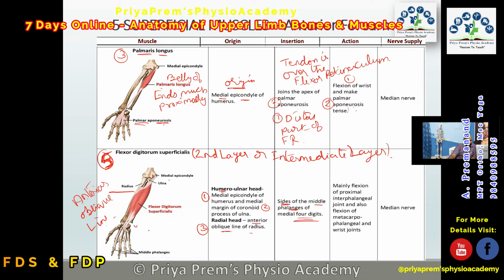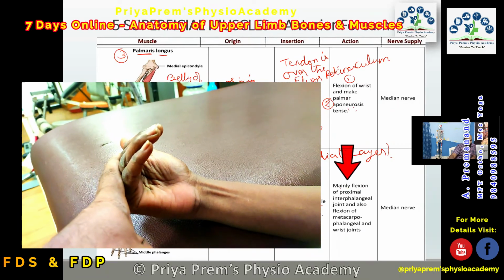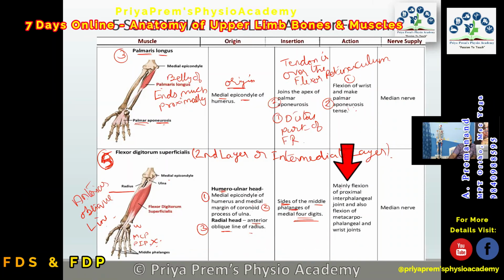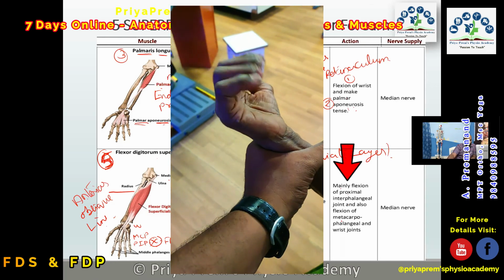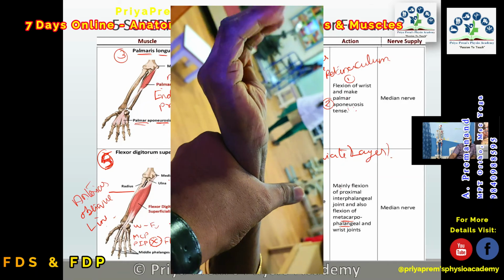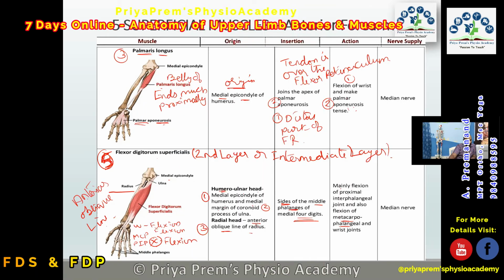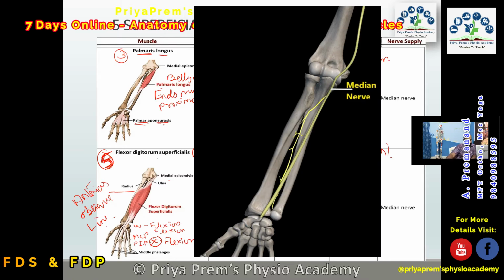It crosses the wrist, it crosses the MCP joint, it crosses the PIP joint. So the action is that it mainly flexes the PIP joint, but because it crosses the MCP, it can also do MCP flexion, and it can also give wrist flexion. So these are the actions. It mainly serves the PIP because it bypasses all these joints. It can give flexion to the wrist also, and to the MCP joint also. It is supplied by the median nerve.